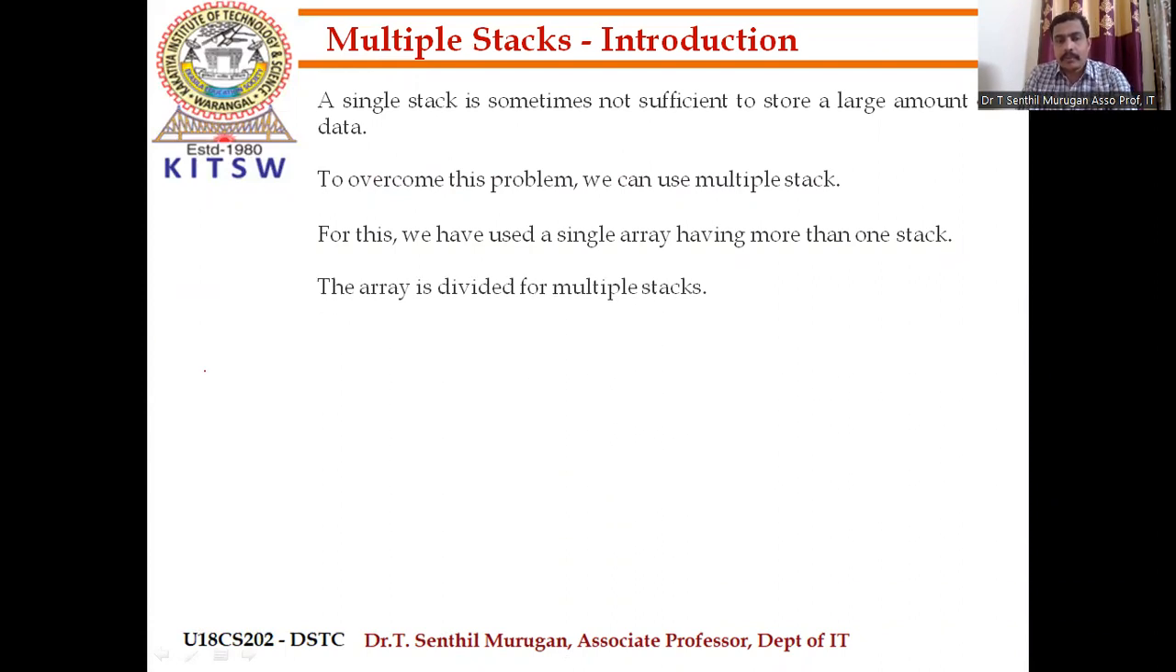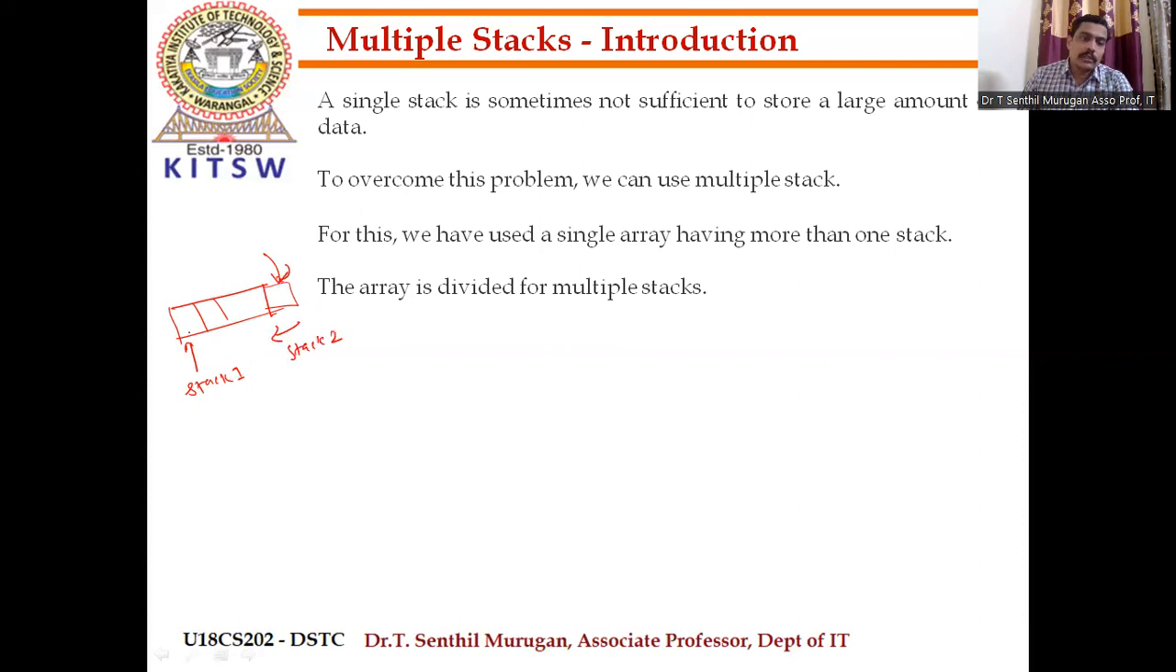So how can we perform that operation? The array is divided for multiple stacks. For example, consider this is the array. This is the first position, and the first element will be stored here, and the next one here. This is stack 1. The full array is allocated, and from the other end we can start in this direction for another stack, stack 2.